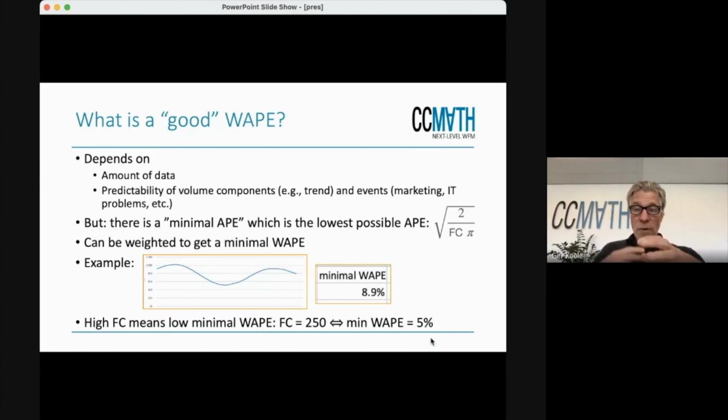Of course, to that you should add the fact that you cannot predict the impact of a certain event, or certain types of seasonality or other components of your volume. So the total WAPE will be higher than this minimal one, but can never get lower. So that is important to remember. You cannot go to 0. That is really impossible.